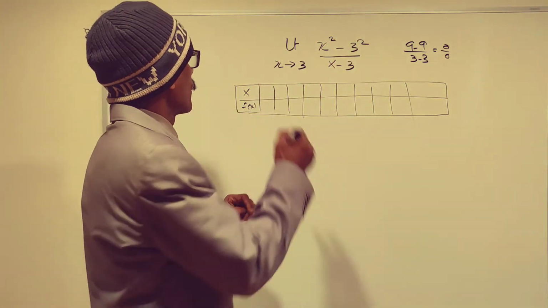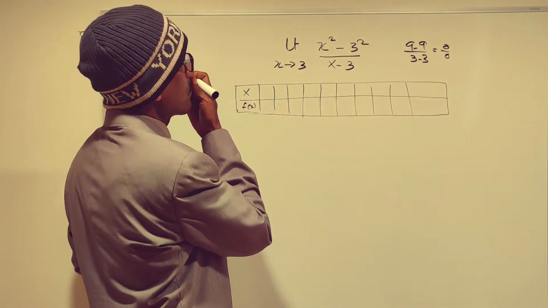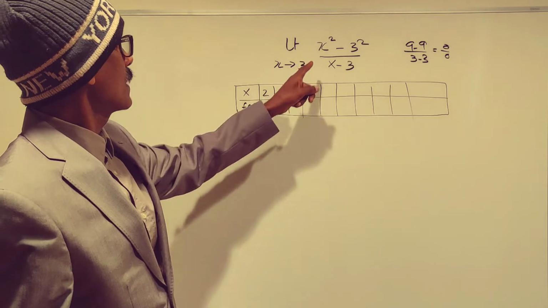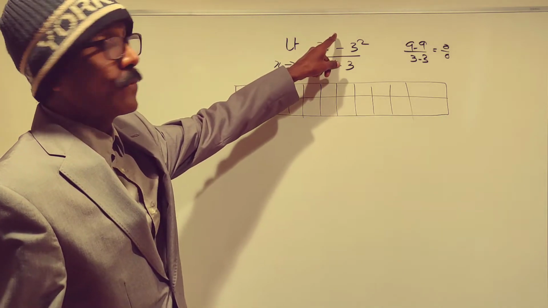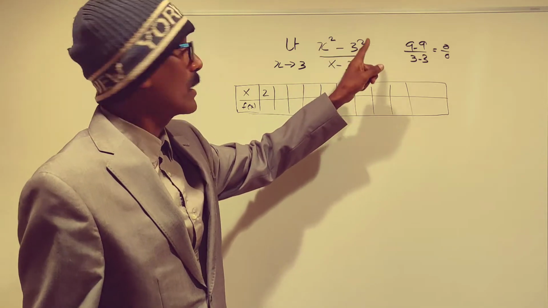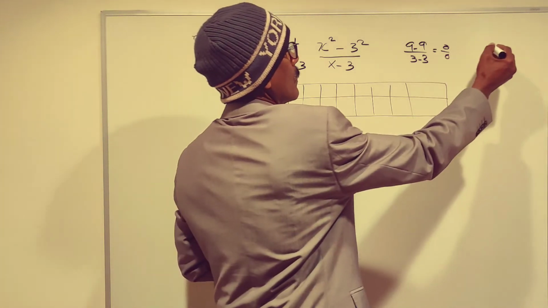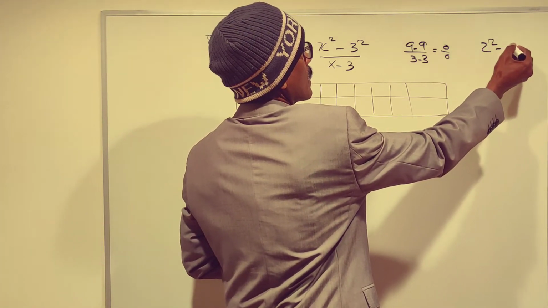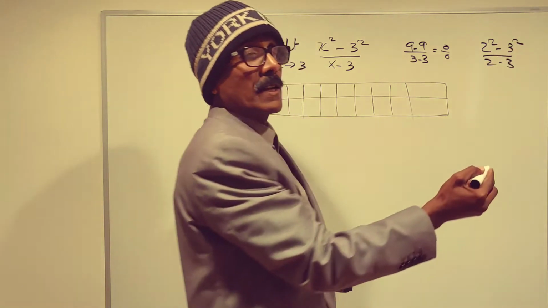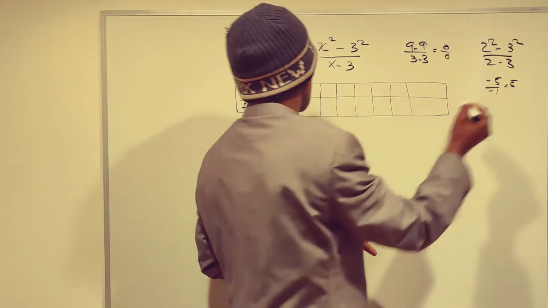So x is equal to, I am going to give values from 2. When x is equal to 2, what is f(x)? 2 square 4 minus 3 square is 9. 4 minus 9 minus 5. Minus 5 divided by 2 minus 3, minus 1. 2 square minus 3 square by 2 minus 3. 4 minus 9 is minus 5 divided by minus 1, that is 5.